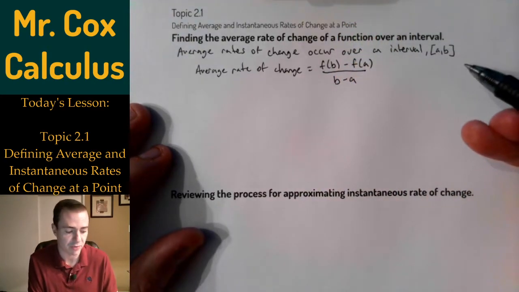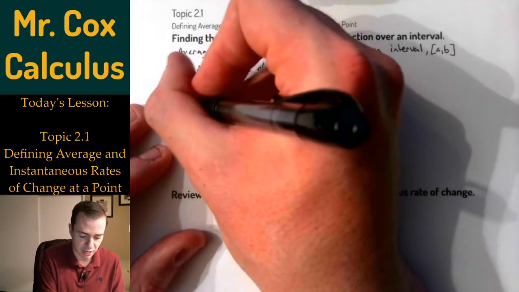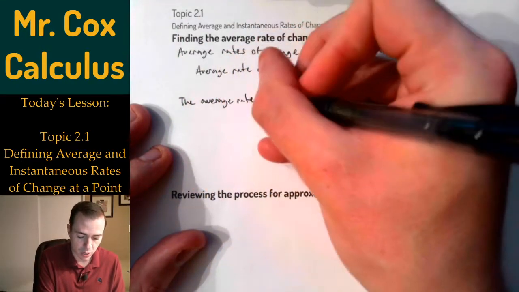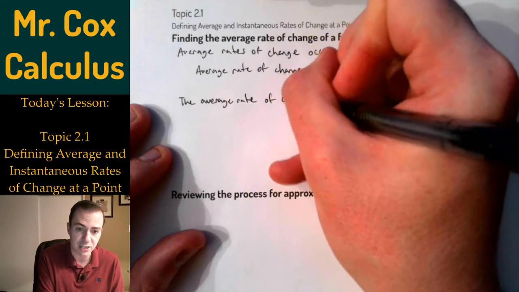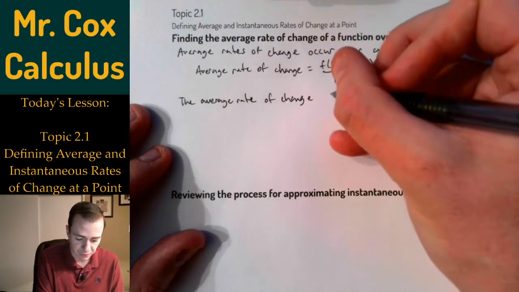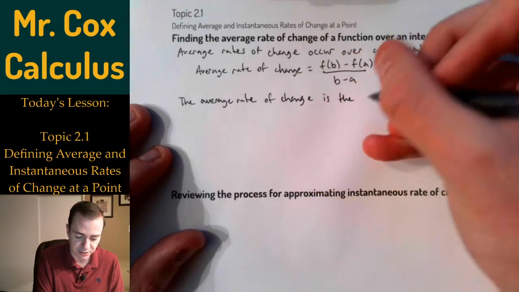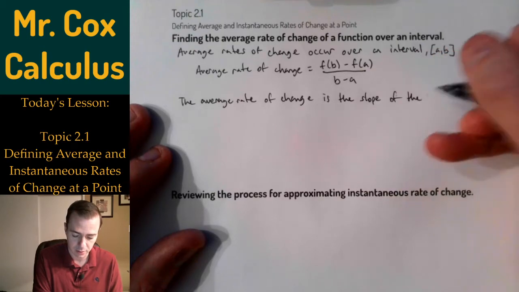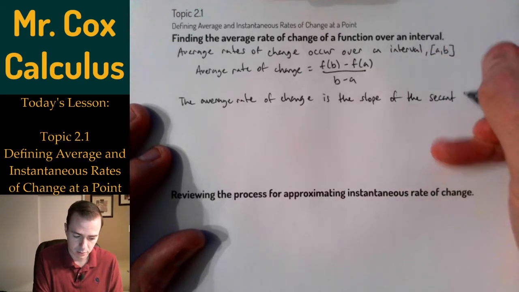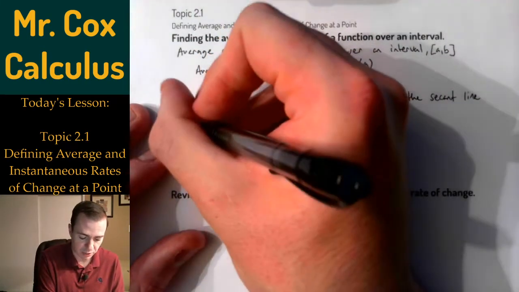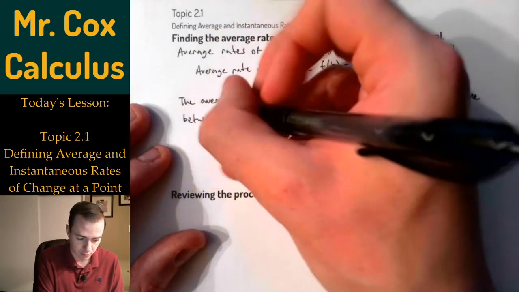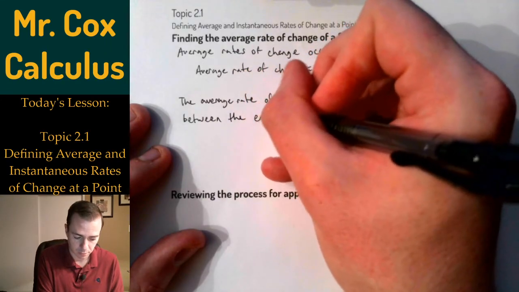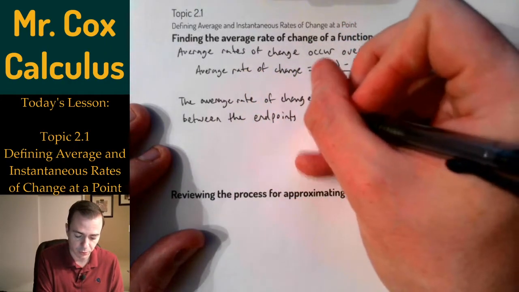But I really wanted you to think about it in terms of these function values over the x, or the independent variable values. Now, if you want to go back and equate rates of change to the idea of slope, well, that average rate of change is the slope of what we called the secant line. That was between two endpoints of the interval.